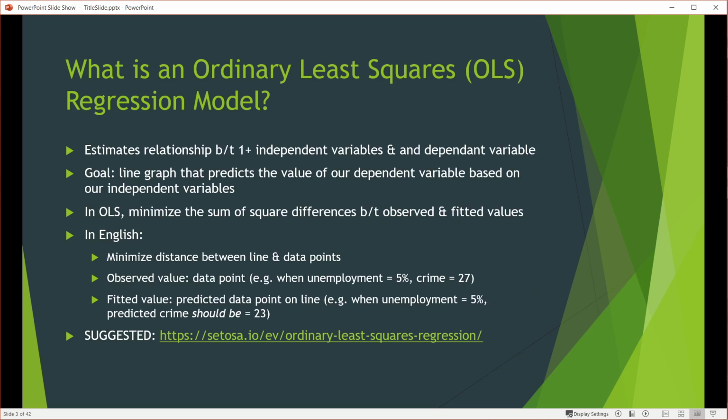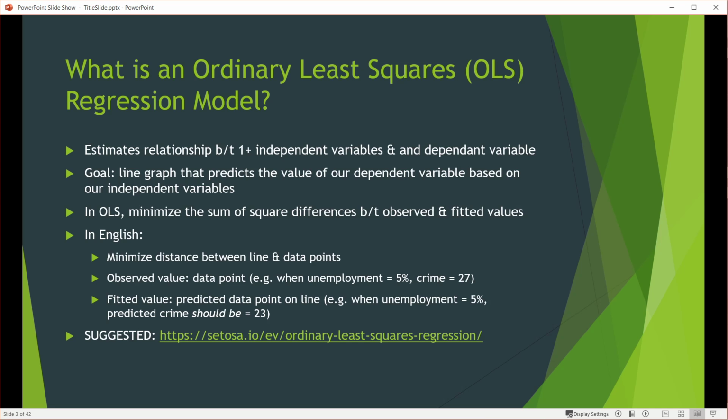So what is an ordinary least squares, or OLS, regression model? Well, these estimate relationships between one or more independent variables and a dependent variable. Our goal is to have some sort of graph that predicts the value of our dependent variable based on all of our independent variables. In OLS, we're interested in minimizing the difference between the observed values, so the actual values that we see, and the values that are fitted to the line. So we want to basically fit a line that goes between all of these values and minimize the distance between the line and every single value.